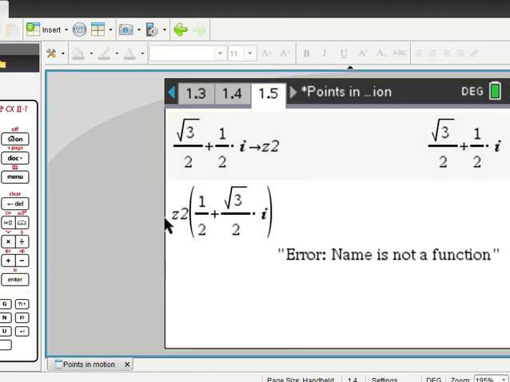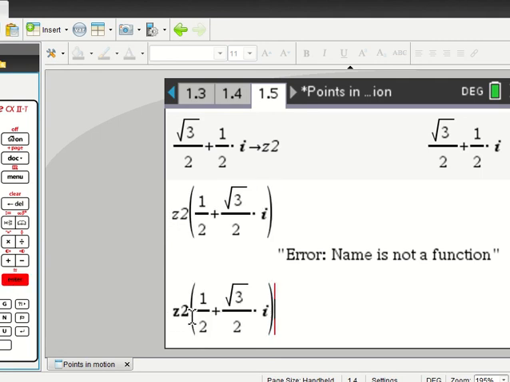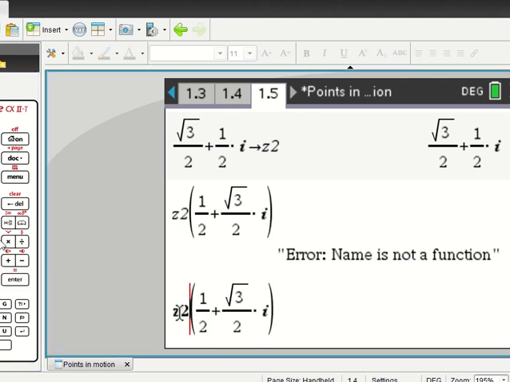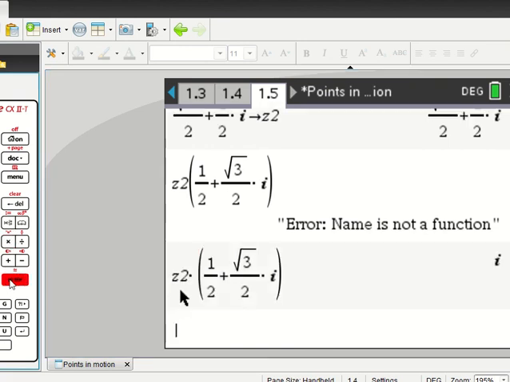See, that's where sometimes I forget that the calculator doesn't understand that parentheses mean multiply. So you do need the times symbol after your Z2. And that's how you use the graphing calculator to rotate points on the unit circle.